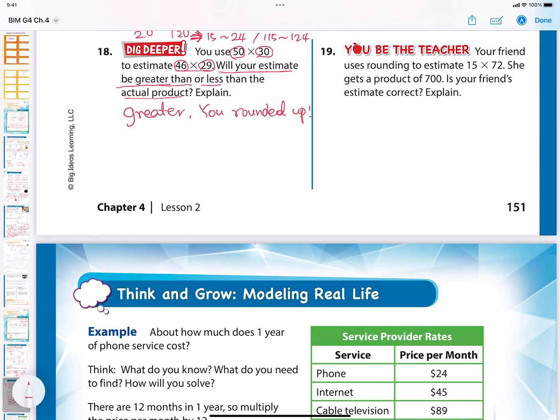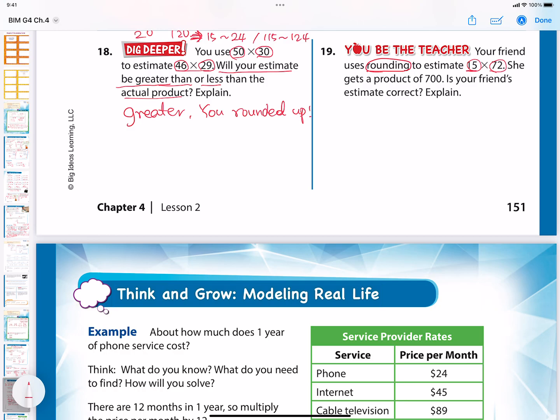That's it. All right, number 19. Your friend uses rounding to estimate 25 times 72. She gets a product of 700. Is your friend's estimate correct? Explain.